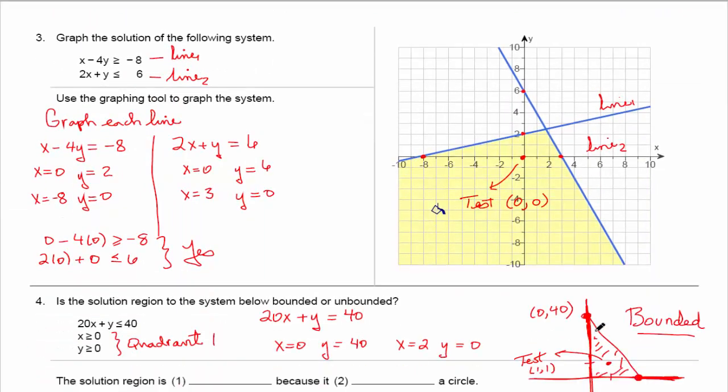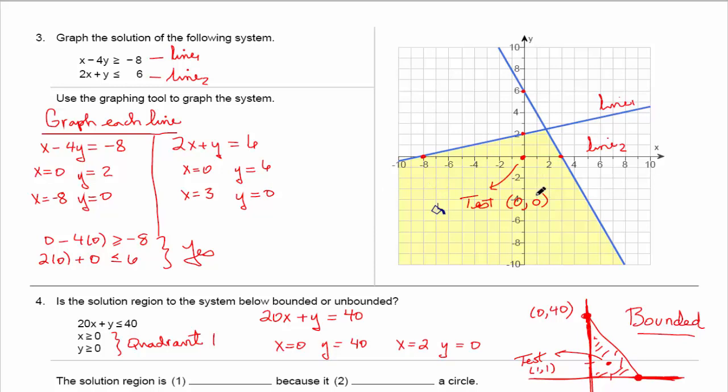All right, in question 3, they're going to give us two lines, and they want us to graph the things that solve both of these inequalities. So the secret is, first, we need to know what does each line look like. And the easiest way to do this is to grab the x and y intercepts. So set x to 0. I have minus 4y is minus 8, so y is 2. If y is 0, x is minus 8. So (0, 2), (-8, 0).